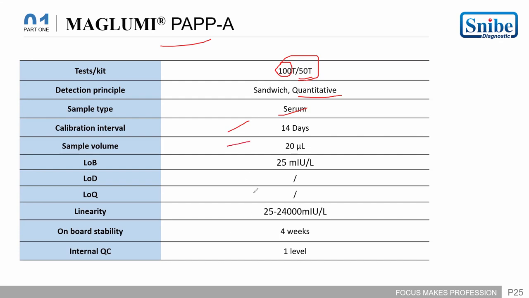The linearity of our assay is between 25 to 24,000 mIU per liter, and the onboard stability is 4 weeks. Along with that, we are providing one level of QC with the reagents. So that's an edge of our PAPP-A assay, along with the small pack size and the calibrators and controls within the reagent.